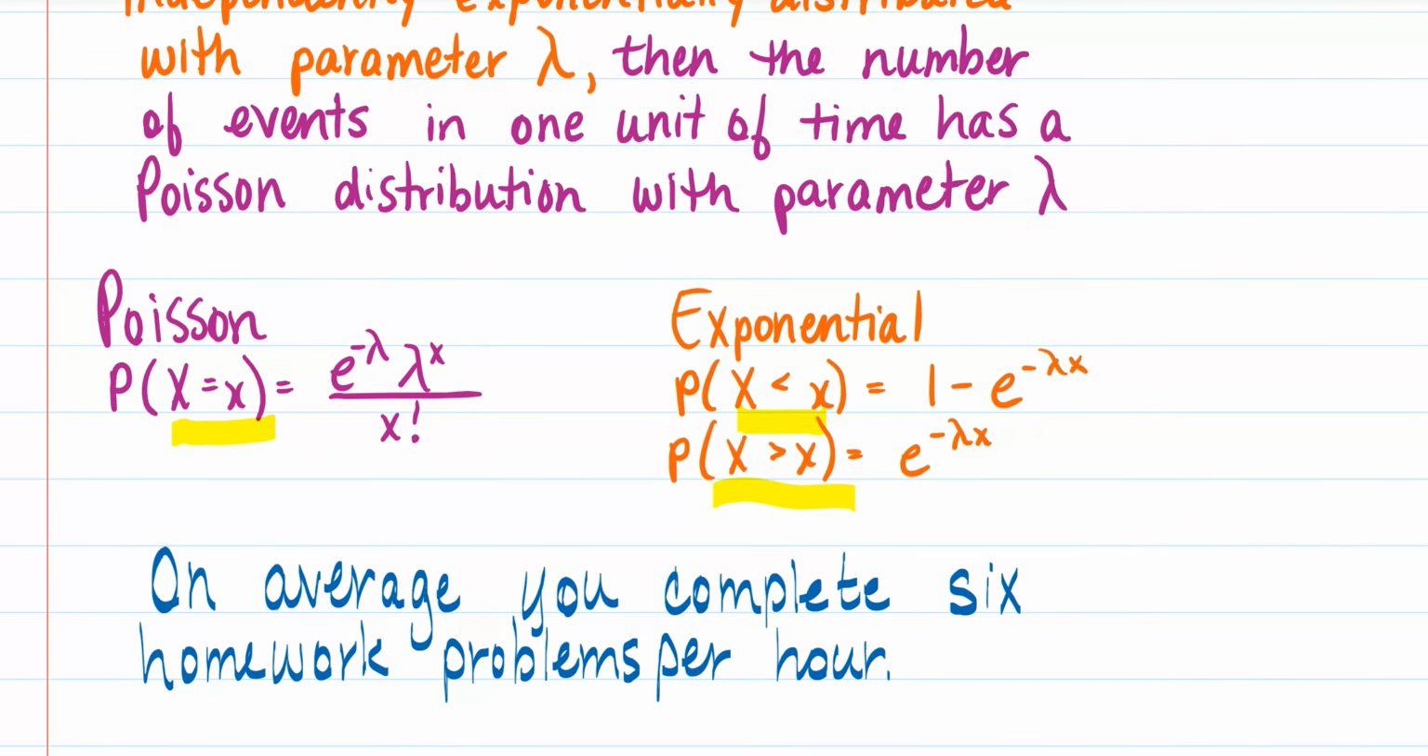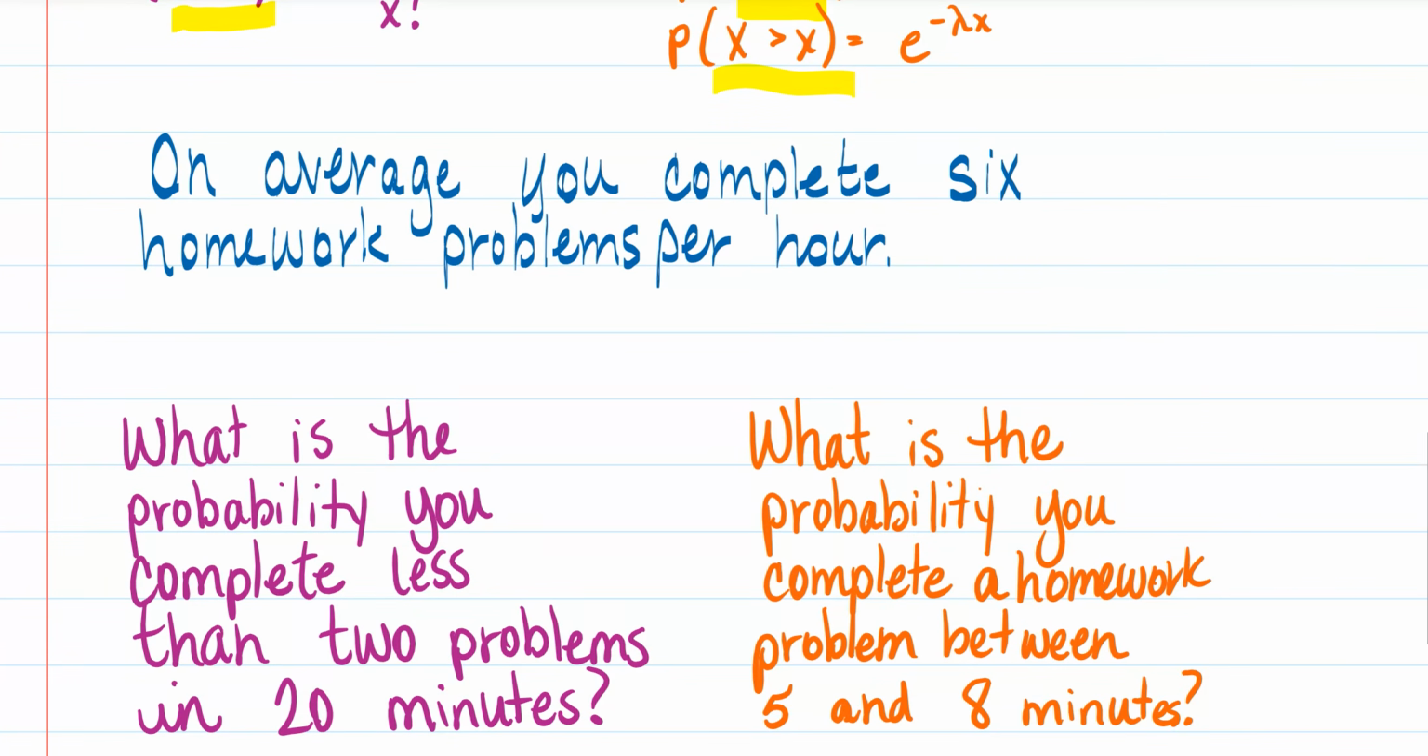Let's take a look at how this translates to doing real problems. Keep in mind that lambda, for both of these, depends on the statements given in the problems, because lambda depends on the unit of time required to answer the given question. So we're going to start with the same statement: on average, you complete 6 homework problems per hour, and then look at questions that could result. Here are 2 examples of questions that we could have after this type of statement. The one on the left, we would use the Poisson distribution, and the one on the right, we would use the exponential distribution. Let's look at Poisson first.